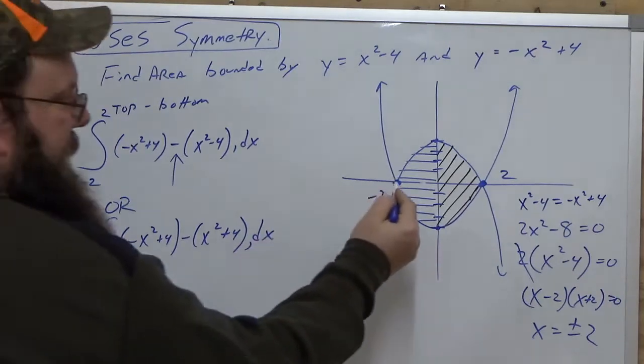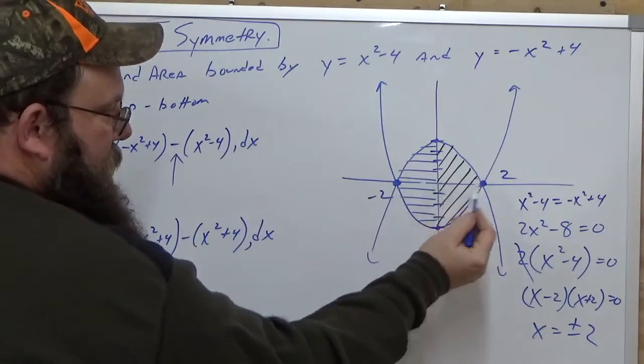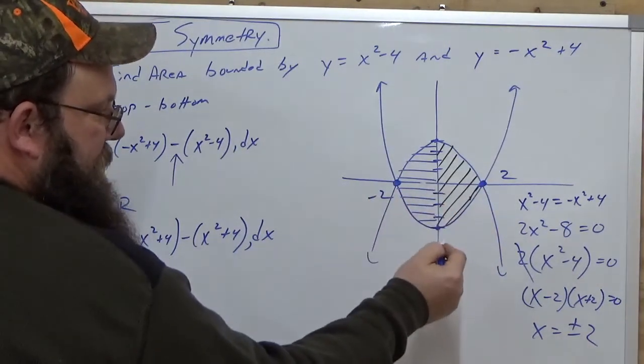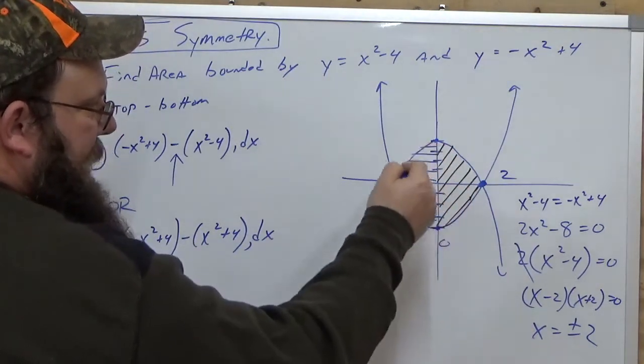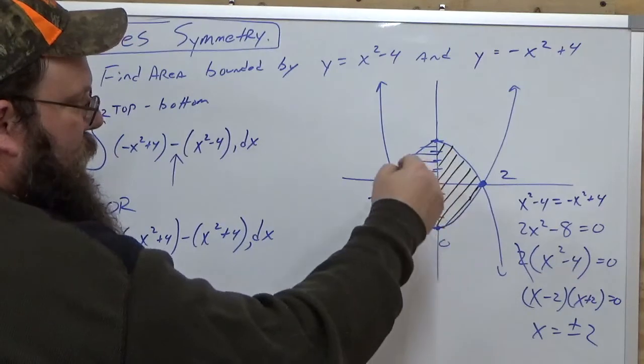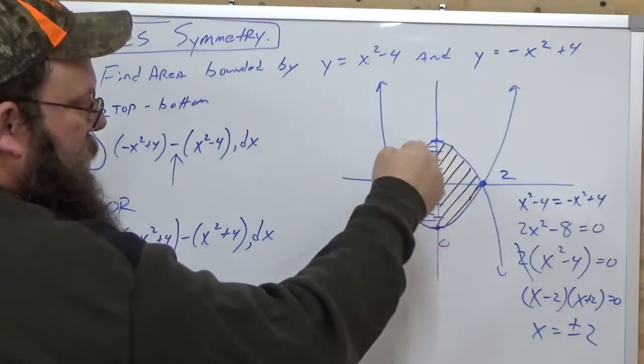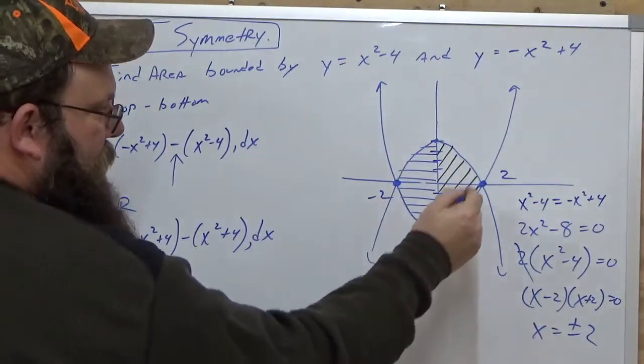But instead of going from -2 to 2, we can go from 0 to 2. Why am I using 0? Because 0 is the center of this symmetrical, kind of weird looking shape here. It's not really a circle, because it's like two parabolas connected. So we can go from 0 to 2.